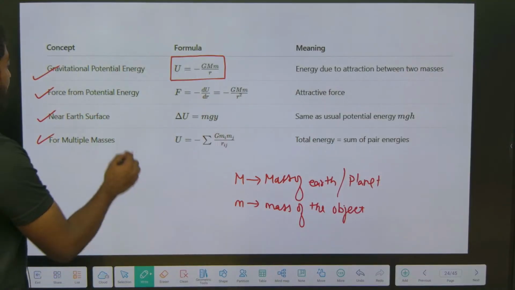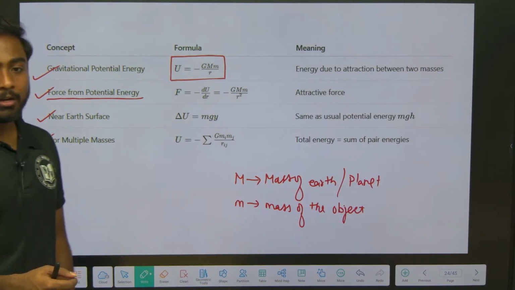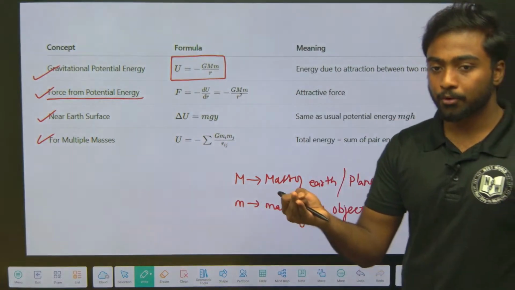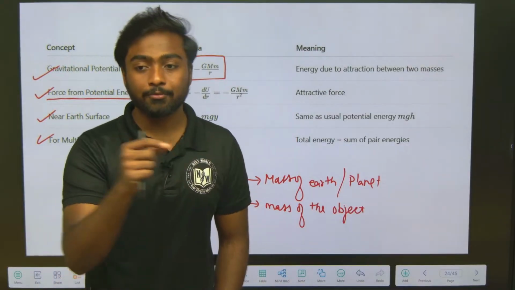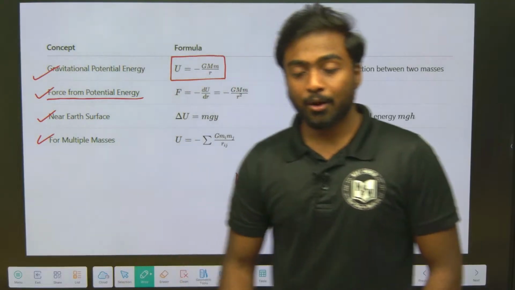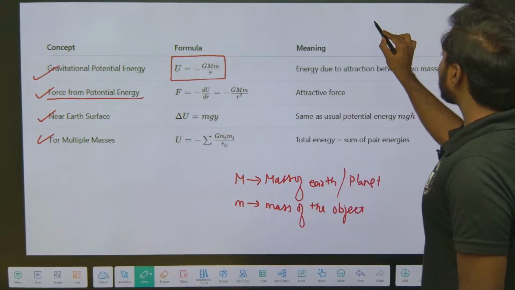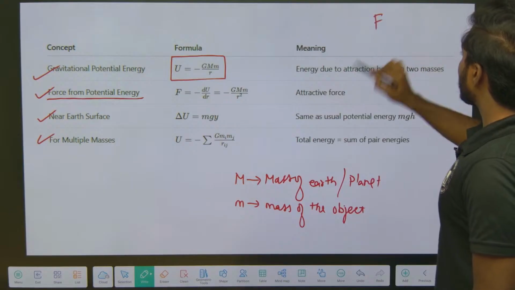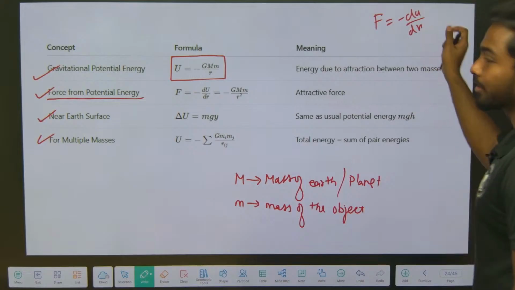So next one, what is the relation between potential energy and force? When we talked about work, energy and power, we discussed conservative and non-conservative forces. A conservative force depends only on the initial and final points, not on the path traveled, whereas a non-conservative force depends on the path traveled. The relation between conservative force and potential energy is F = -dU/dx or dr, whatever the distance is.